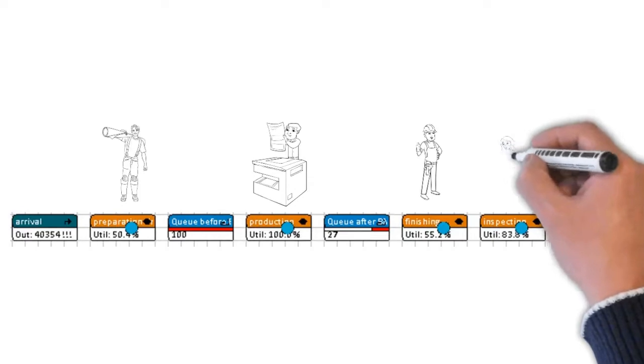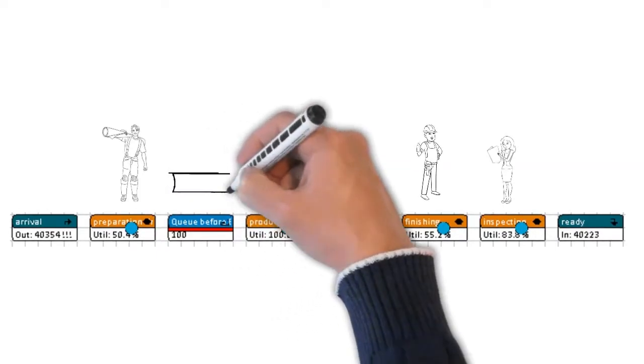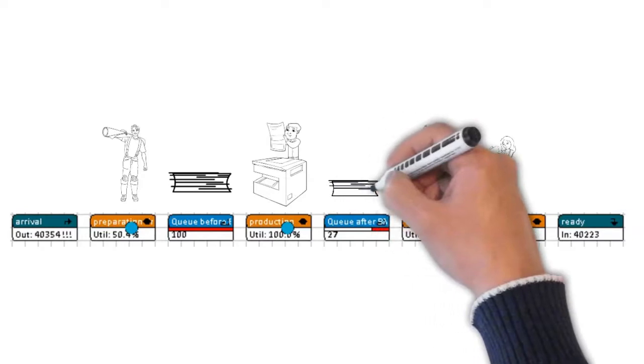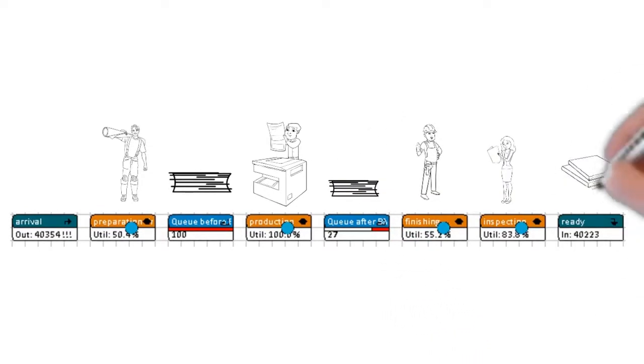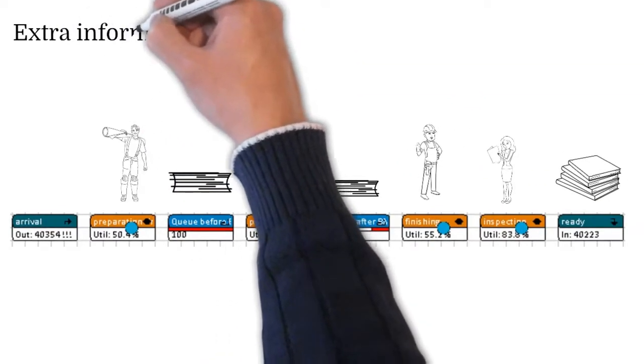Under the server's name, we can find the utilization rate of that server. The blue square represents queues in the system. So in this case, we have 2 queues. And the number below is the number of products at the queue. We also have the process steps arrival and ready, and the number below is the number of products in those process steps.